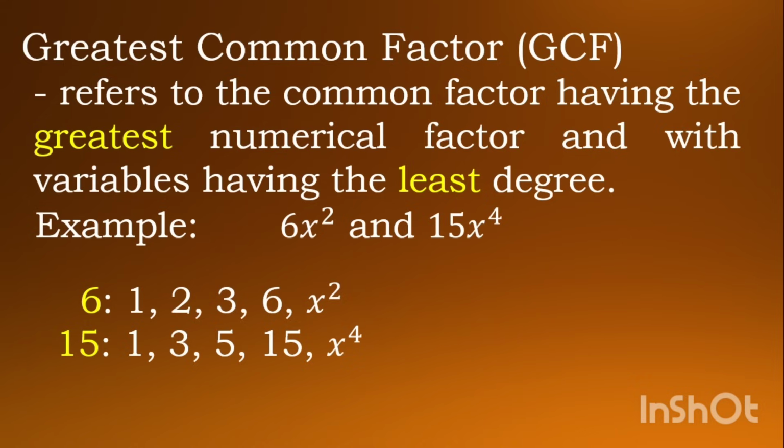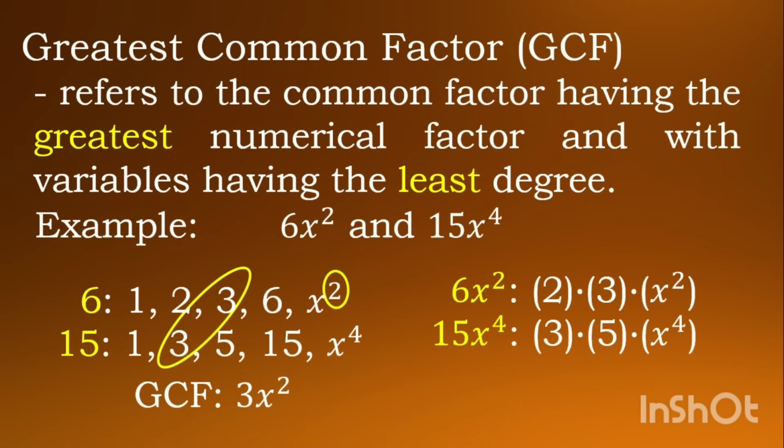So, paano natin kukunin ang GCF? Ano yung common factor nilang dalawa? That is 3. Take note, dapat yung greatest. And then, sabi nga, sa pagkuha ng variable, kukunin natin yung pinakamababa ang degree. Since meron tayo ditong dalawang x, so kukunin natin yung pinakamababa ang degree, and that is x squared. So, therefore, we will have 3x squared.